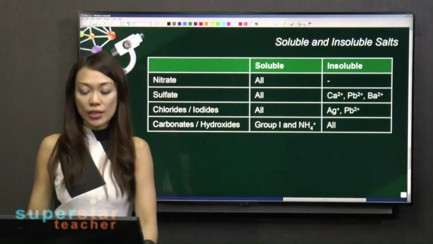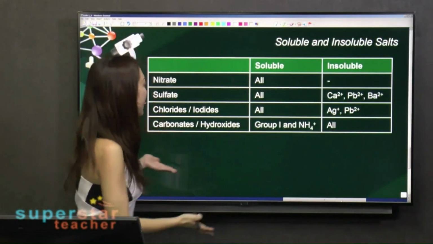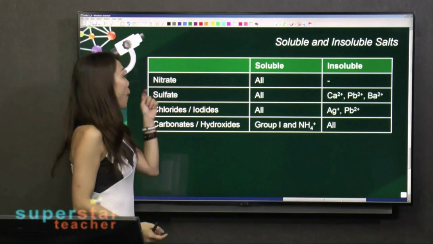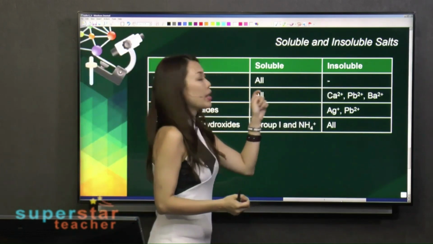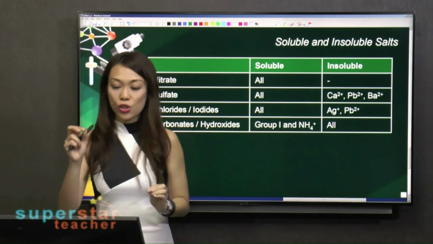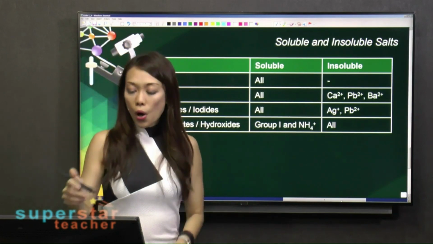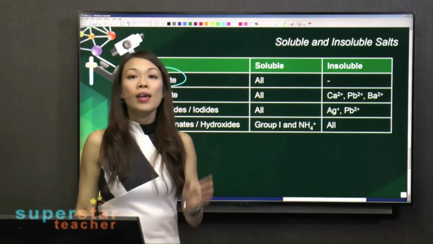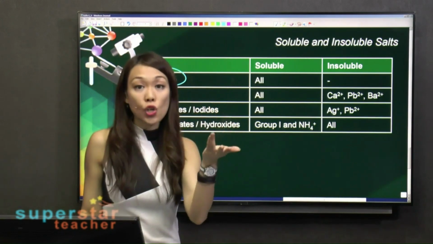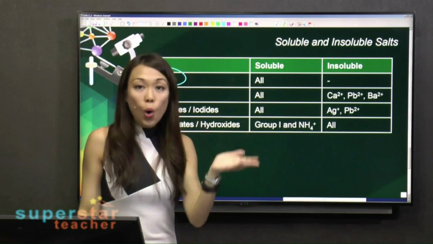Let's make sense out of this table. So how do you make sense out of this entire table? When I say nitrate is soluble, what does it mean? It means that all the salts of nitrate are soluble. What do you mean by salt of nitrate? Give me an example: a salt of nitrate would be sodium nitrate.